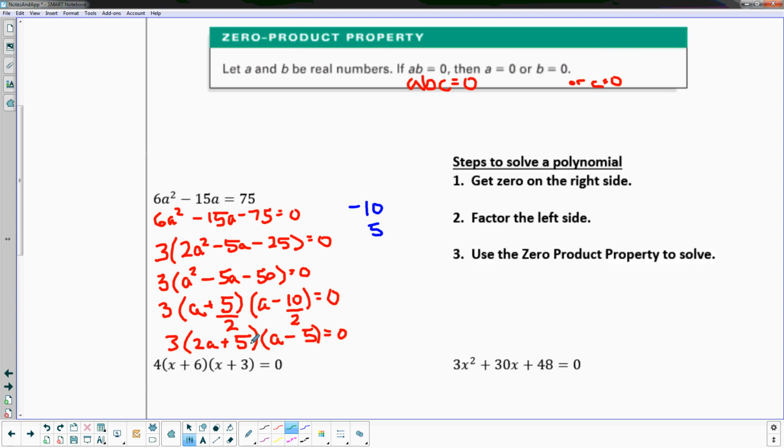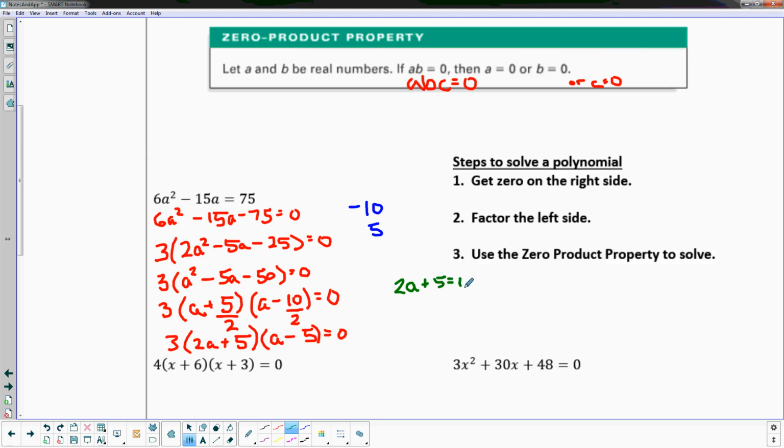But this factor right here has an a. There's 3 factors that multiply together to give us 0. So this one has an a, and this one has an a. So I can find a's that will work for either one of these. The way I do that is I set it equal to 0.